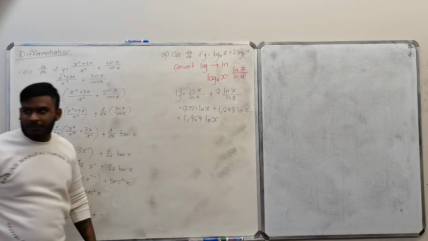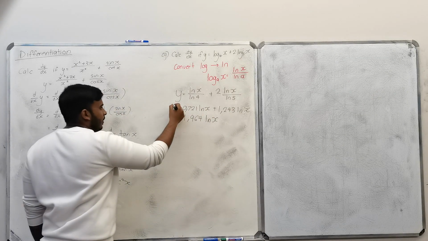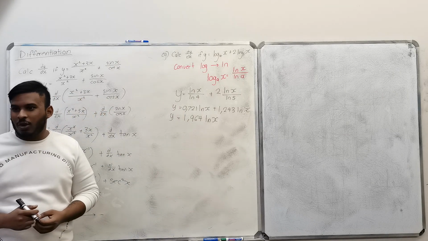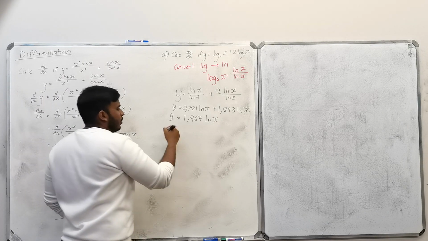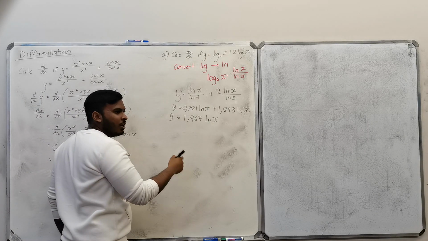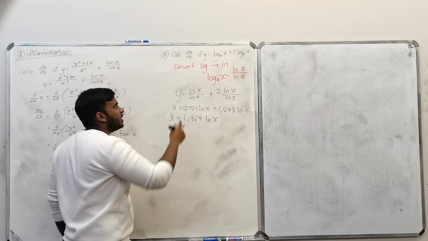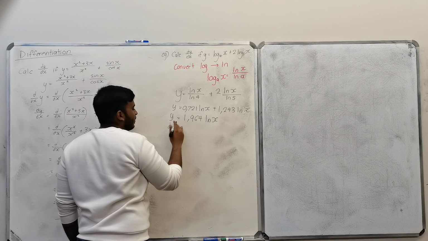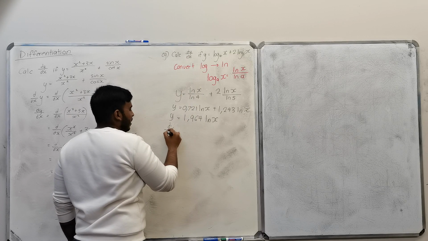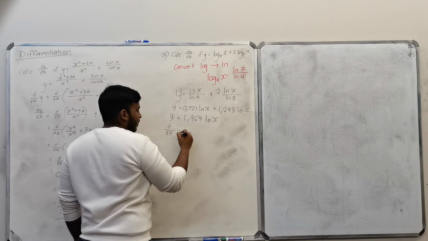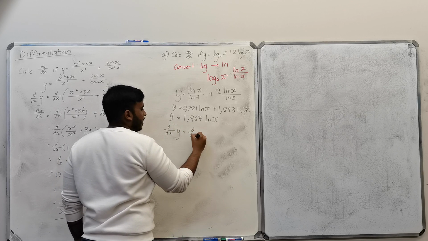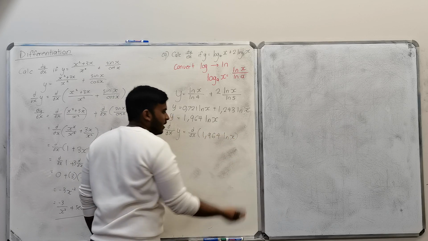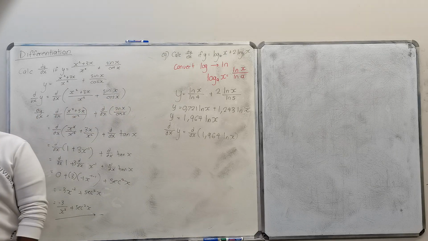Now that's the equation we will differentiate. So now that's the equation. What you introduce is d over dx, because you're differentiating y with respect to x. So d over dx of y is equal to d over dx of 1.964 ln of x.